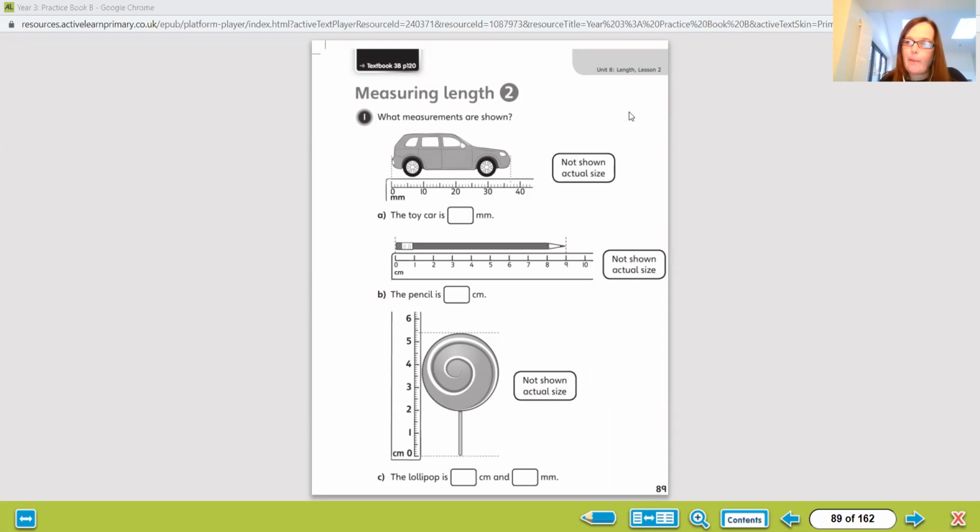Yesterday, we were thinking about metres and measuring things in metres. Today, we're going smaller and we're looking at measuring things in centimetres and millimetres. So let's have a look at question 1.